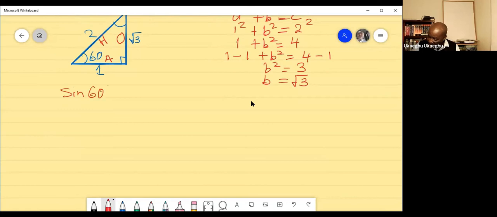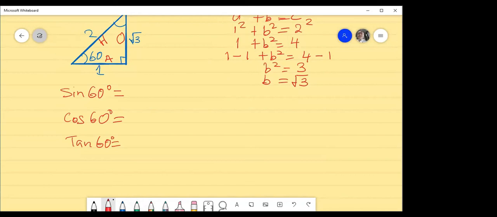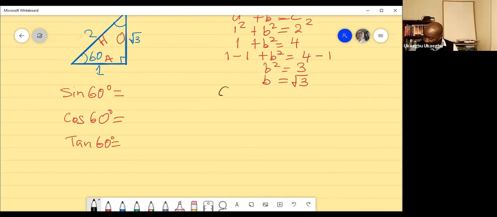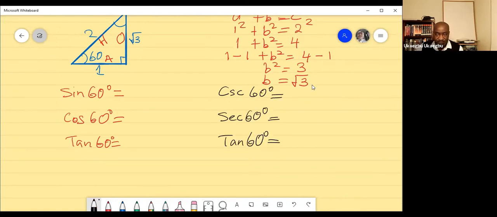Sine 60 degree, cos 60 degree, tangent 60 degree, and of course these are all equal to, and then we repeat the process and do cosec 60 degree, secant 60 degree, and tangent. All right, now starting with Raiz, go. What is sine 60 degree?